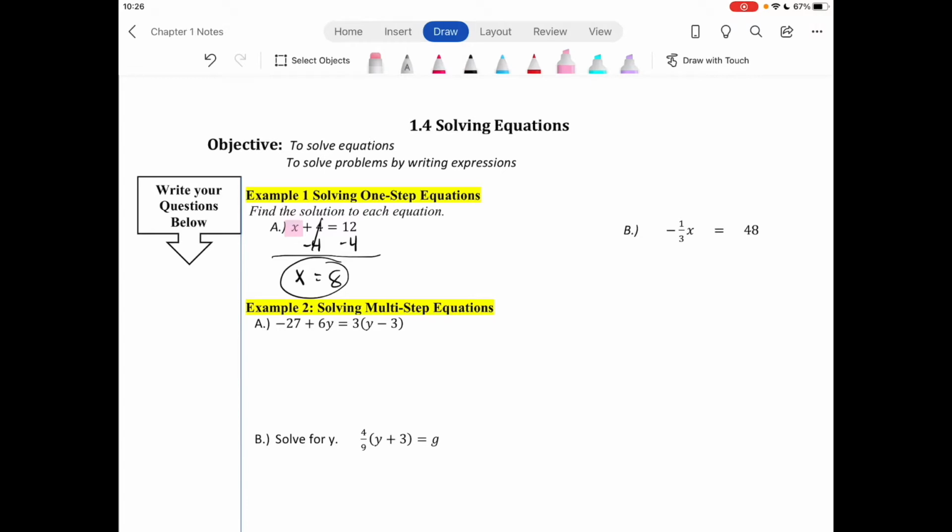In our next example, we have negative 1/3 x is 48. In order to isolate this x, we need to get rid of that negative 1/3. We get rid of fractions by multiplying by their reciprocal. So we're going to multiply this by negative 3 over 1, and we'll do that to both sides of our equation. That will cancel out our fraction, and x is going to now be equal to negative 144.